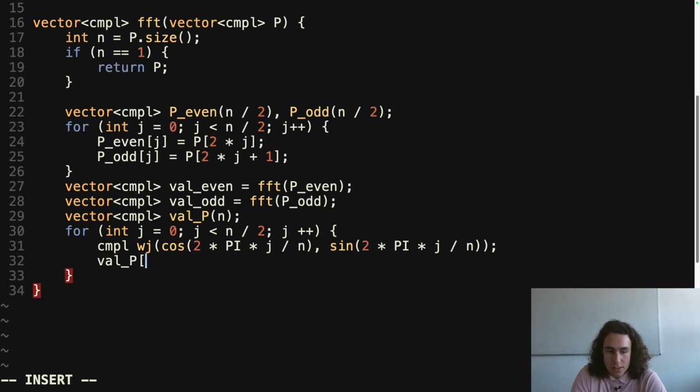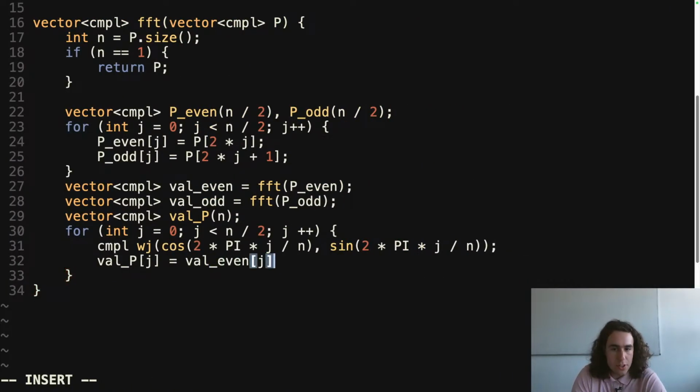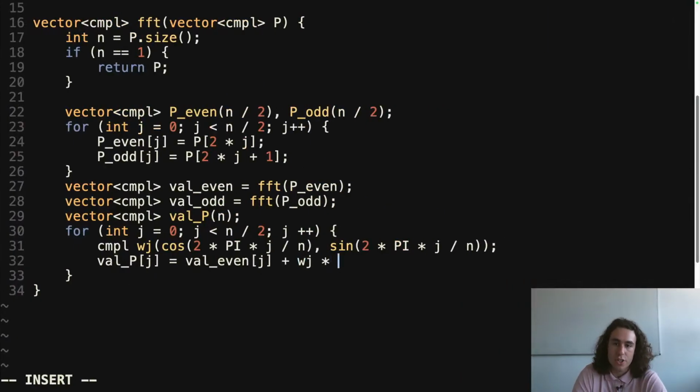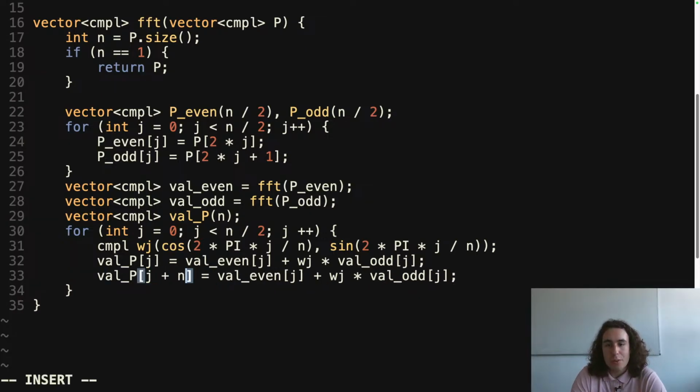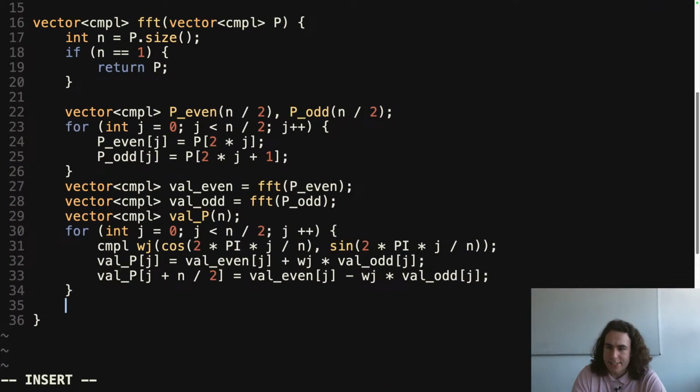Good. So val p in point j is what? Val even in point j plus, I need to multiply by x, so it's wj times val odd of j. And for j plus n half, we do the same, but we just subtract. Okay, good. I guess this is the end. We wrote our FFT function.